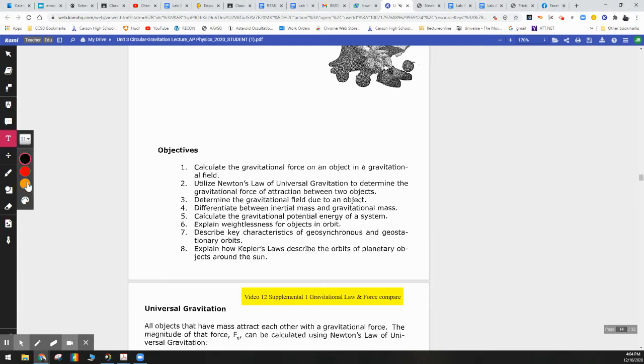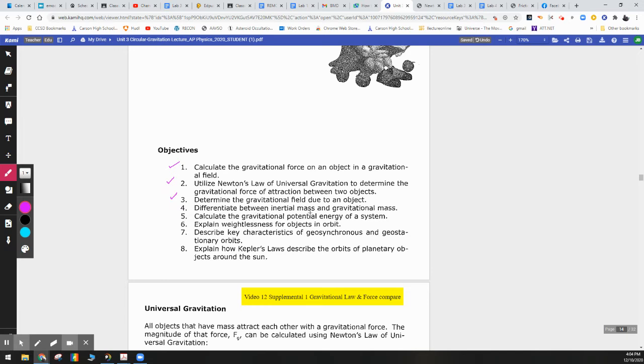Now, one thing we can skip out of here, let's double check. We should be able to calculate the gravitational force on an object in a gravitational field, and be able to utilize Newton's law of universal gravitation to determine the gravitational force of attraction between two objects. We should be able to do that. Determine the gravitational field due to an object. Definitely want to be able to do that.